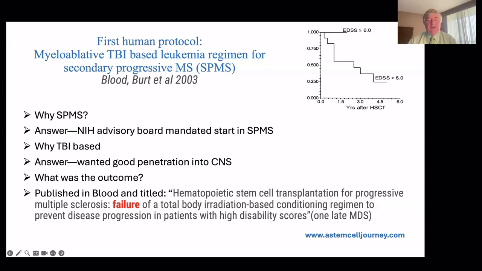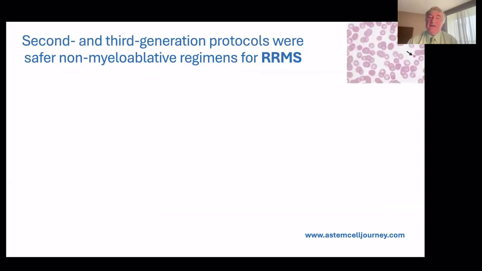So that told us we had to move this into relapsing remitting. And of course, we needed a safer regimen in terms of risk benefit, a non-cancer regimen if we were going to do that. And that's what happened. Our second and third generation protocols were safer, non-myeloablative, non-cancer regimens for relapsing remitting MS. And that's very important because there's a large group in America that's using a cancer myeloablative regimen to this day.